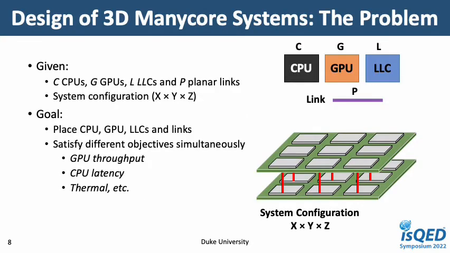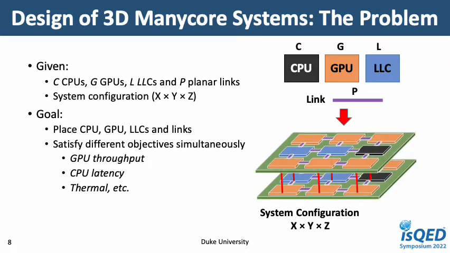So how do we design the 3D many-core system? Here we present the design problem as a multi-objective optimization problem. Essentially, we are given some number of CPU, some number of GPU and some number of LLC tiles, and some wires. Our goal is to place these tiles and wires in the X, Y and Z dimensions, so we know how to make this many-core system that will optimize our different objectives. We can have multiple objectives like GPU throughput, CPU latency, temperature, and so on.